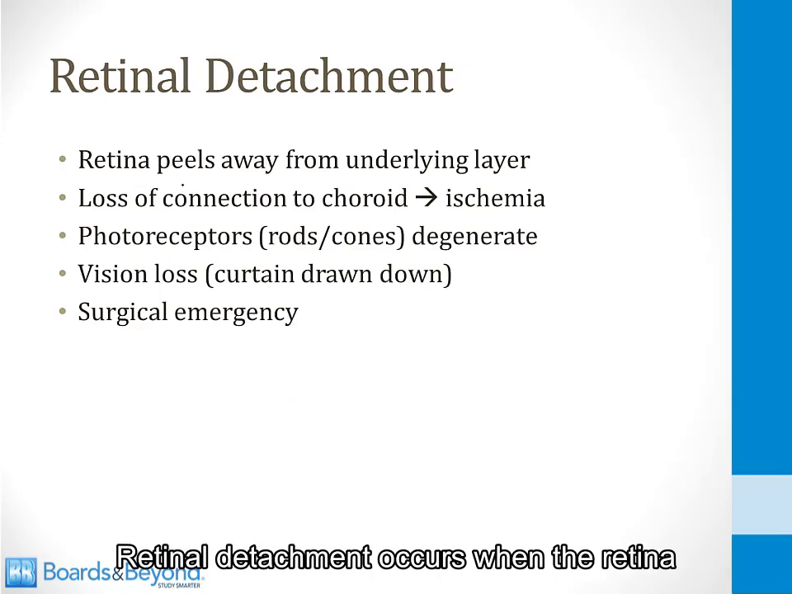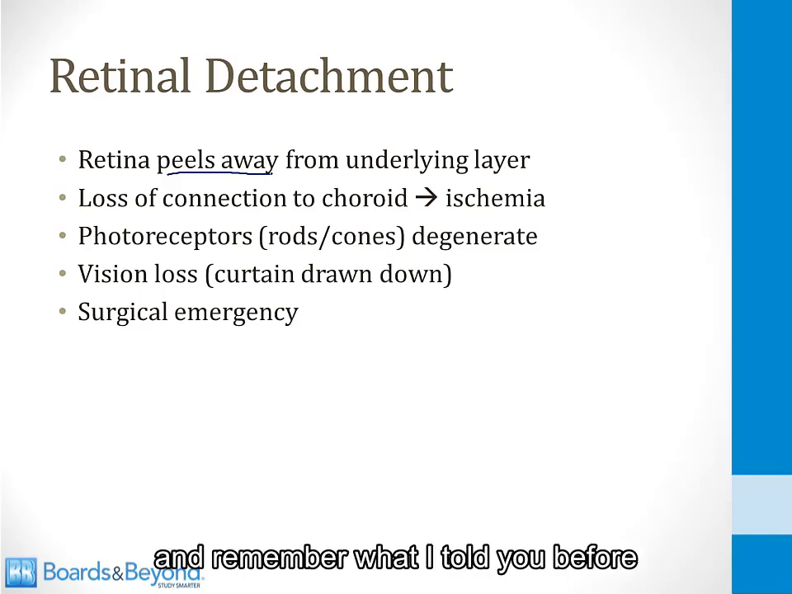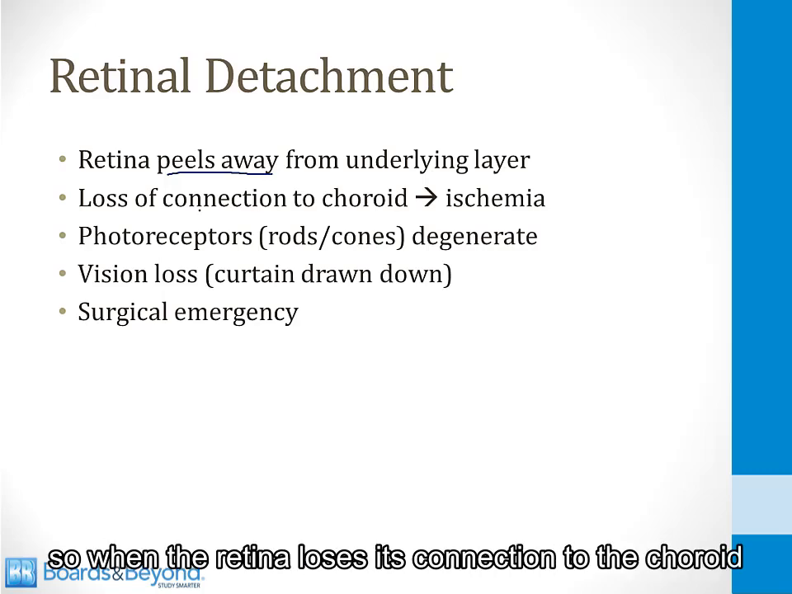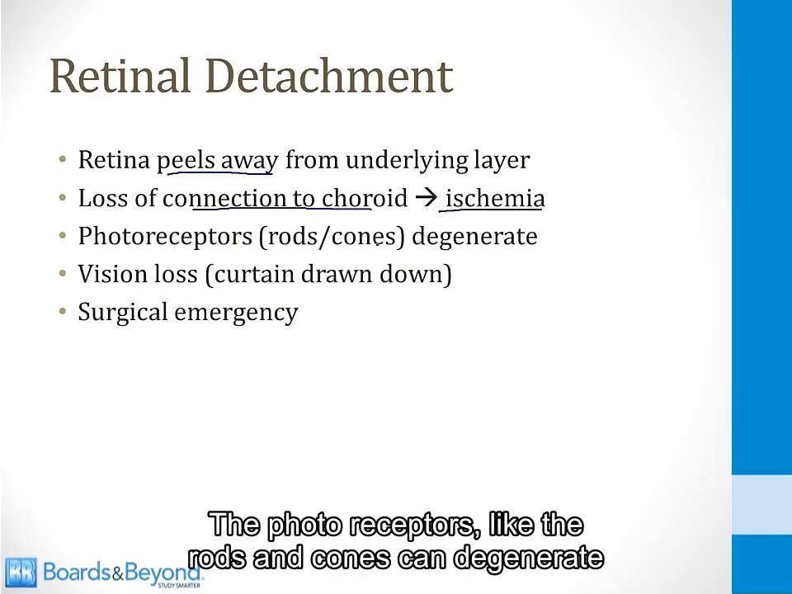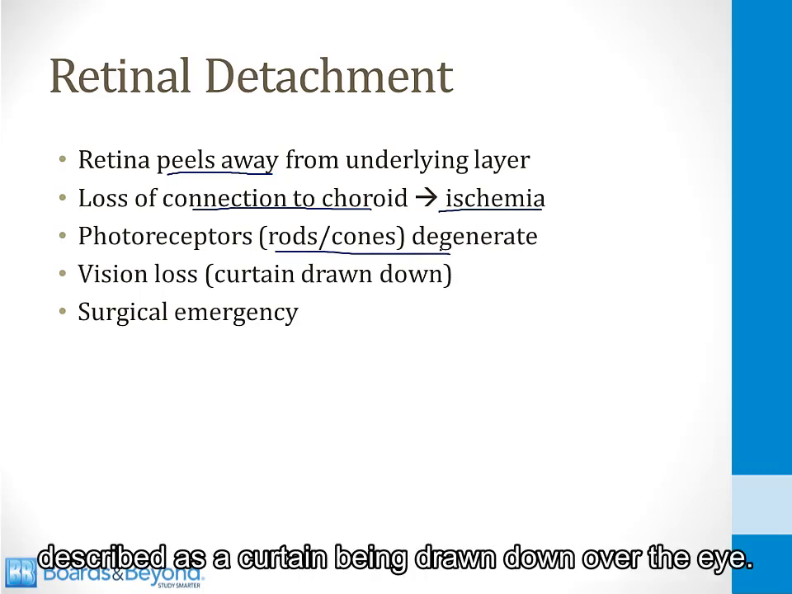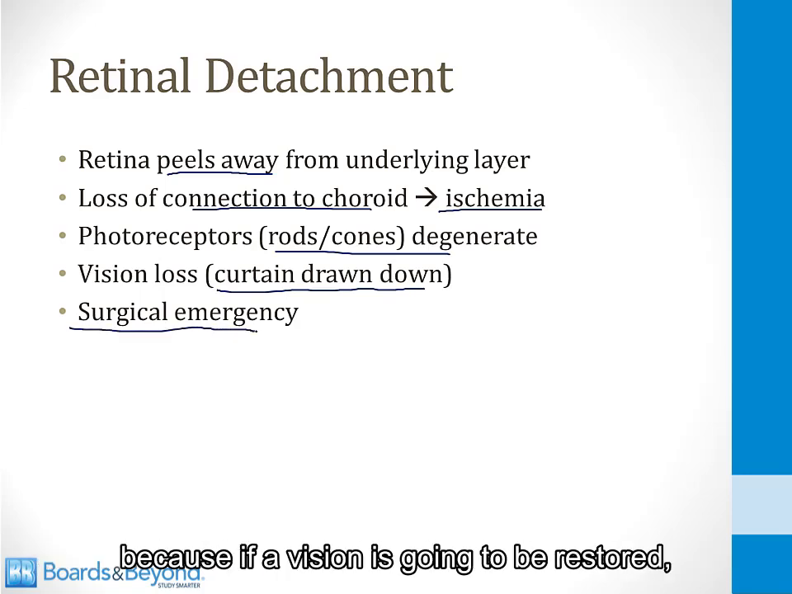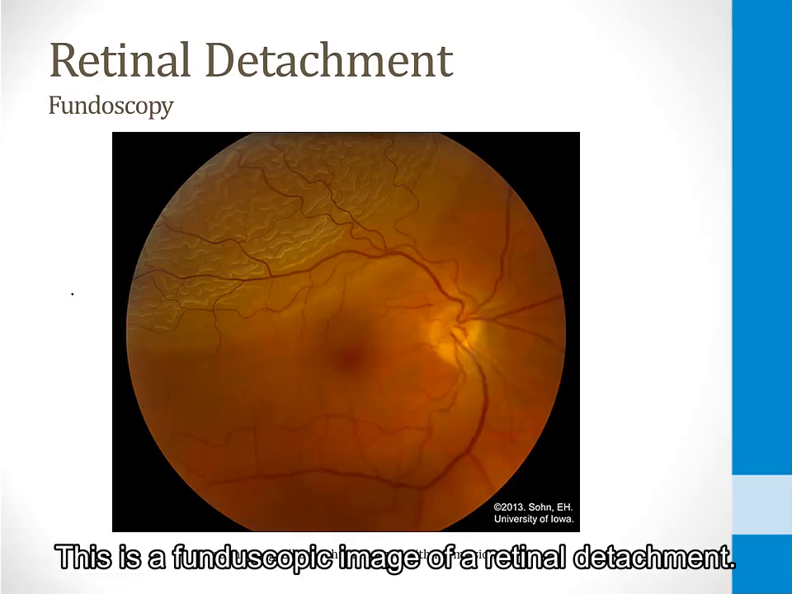Retinal detachment occurs when the retina peels away from the underlying choroid layer. And remember what I told you before, the choroid is the vascular supply to the retina. So when the retina loses its connection to the choroid, that can lead to ischemia. The photoreceptors like the rods and cones can degenerate, and this leads to vision loss, which is classically described as a curtain being drawn down over the eye. Retinal detachment is a surgical emergency because if vision is going to be restored, the retina has to be reattached in a timely manner. This is a fundoscopic image of a retinal detachment.